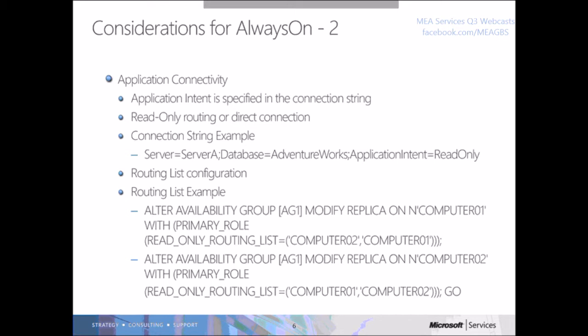Right. So what are the conditions? The first thing is the availability group listener should be configured on the client to connect to the virtual network name, or the VNN as we call it for short, for that particular availability group. And in the connection string, the application intent should be set to read only, as you would see in the slide. For example, the connection string here connects to server A on database AdventureWorks with the application intent set to read only. So that's something that needs to be set.